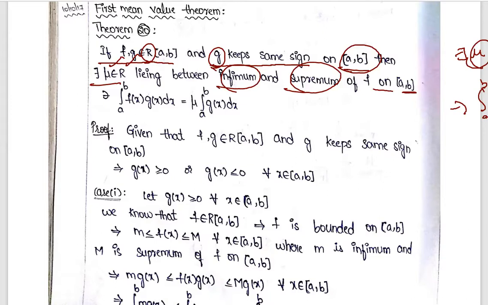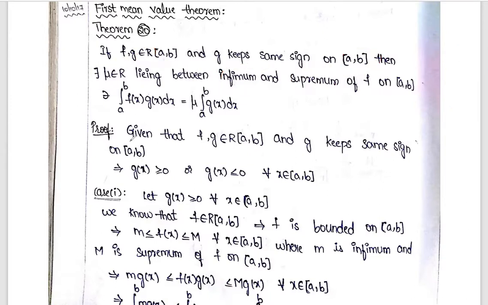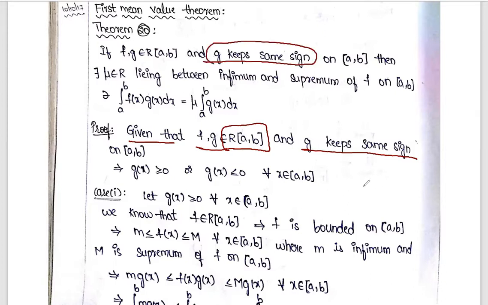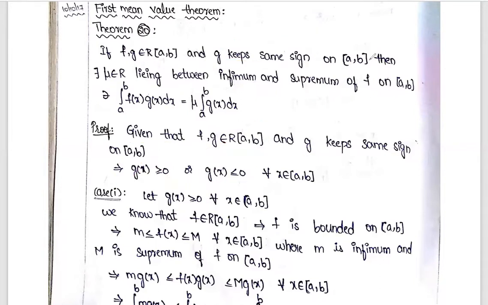So let us quickly look into the proof. Given that f, g belong to R over [a, b], and g keeps the same sign on [a, b]. If g keeps the same sign on [a, b], then either g of x is greater than or equal to 0, or g of x is less than or equal to 0. First, I'm considering the first case, that is g of x is greater than or equal to 0.